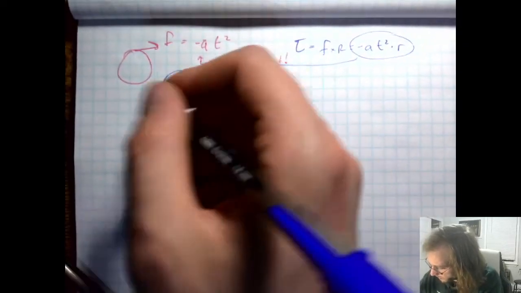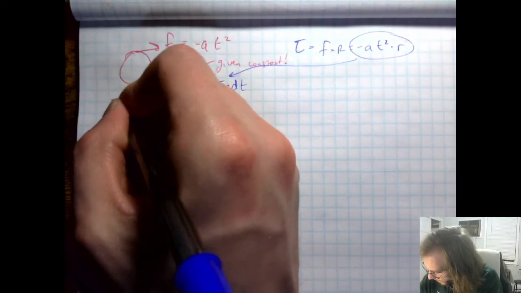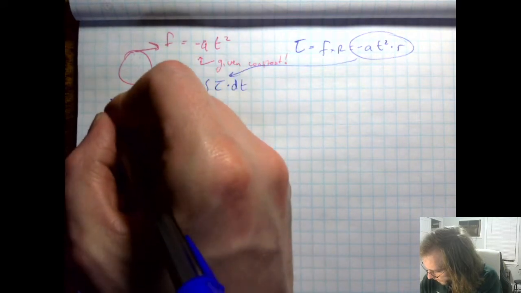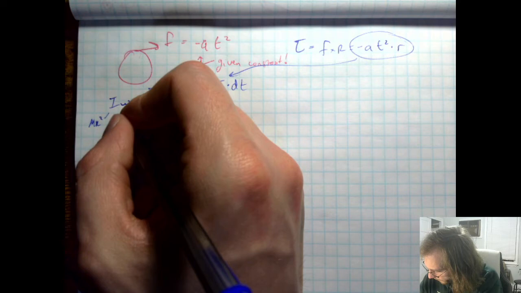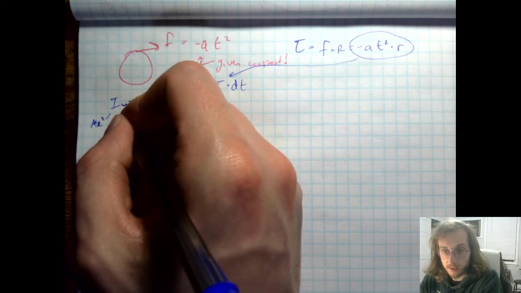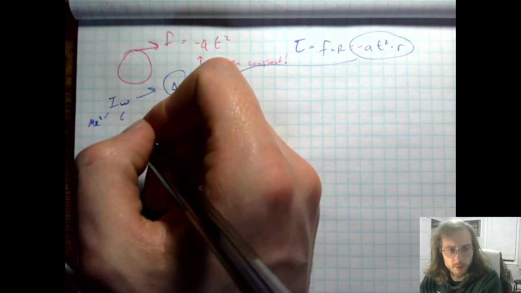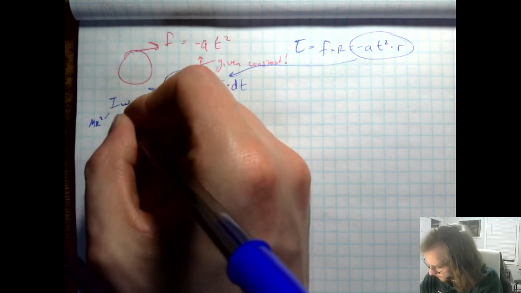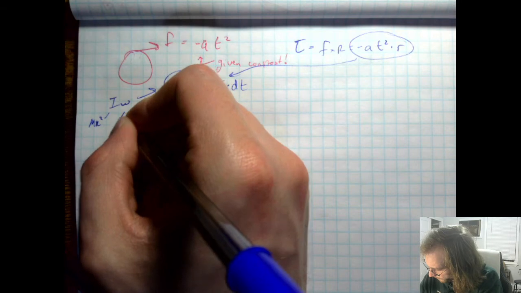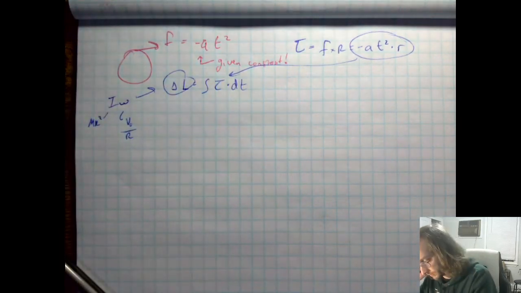Our angular momentum is equal to I omega. Well, I is equal to m r squared for a hoop, and omega is not a given, but we are given the tangential velocity of the wheel, and we can divide that by the radius.